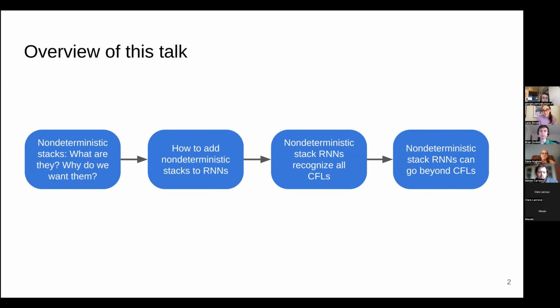So here's a brief overview of what I'll be talking about today. So first, I'll start by discussing exactly what a non-deterministic stack is and why that's something we'd be interested in putting in our neural networks in the first place. And in a nutshell, it's motivated by wanting to recognize context-free patterns in natural language.